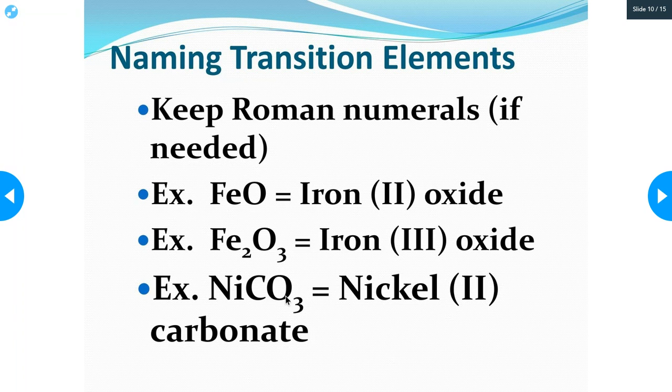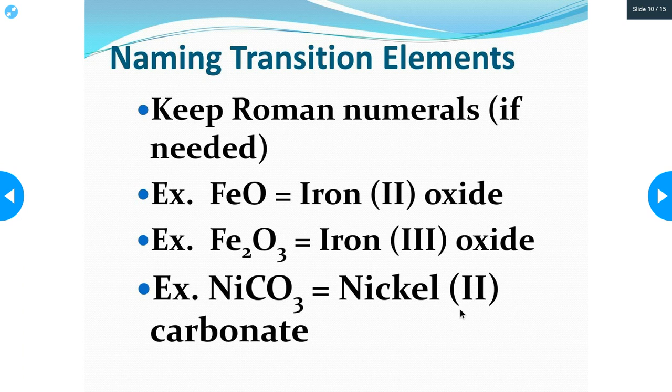Then looking at NiCO3, we see 1, 2, 3 elements, so we know there's a polyatomic ion in there, and we look that up on the back of our periodic table, and we see that it's carbonate. We also see that nickel is a transition element, so it's a good idea to check the back of our periodic table for that one as well, and nickel is highlighted because there's multiple options for nickel, so we have to identify this as nickel 2.